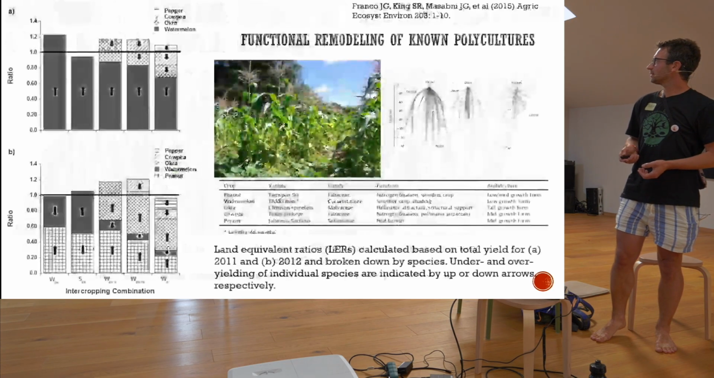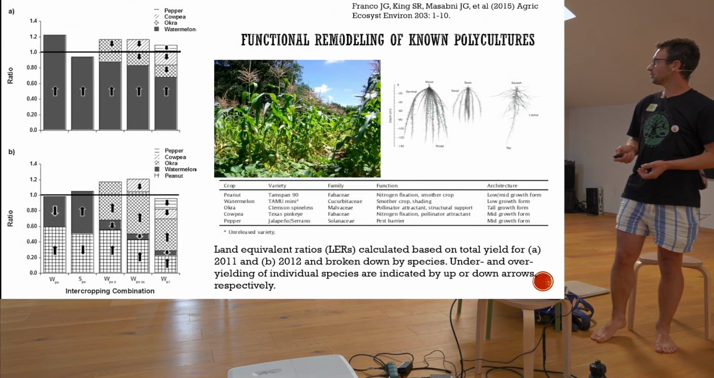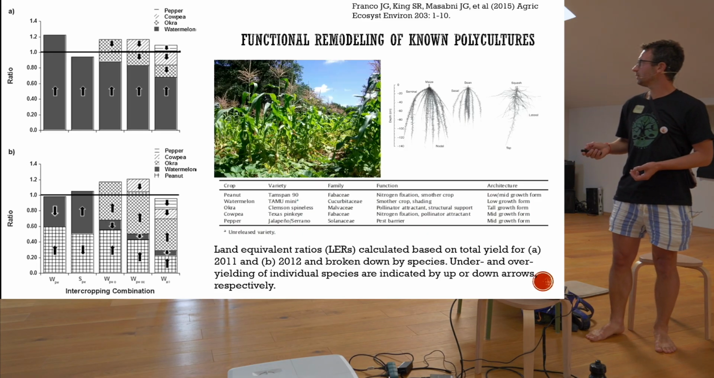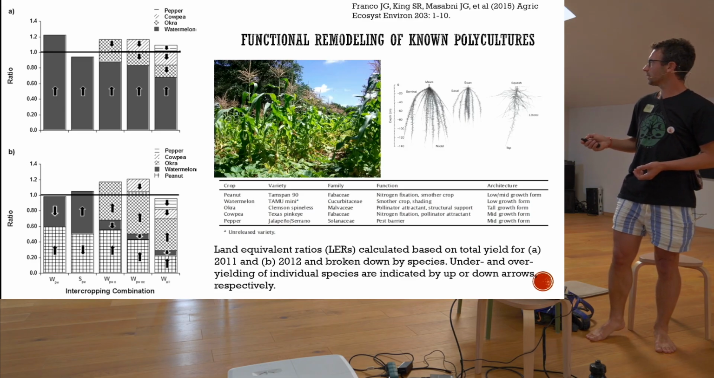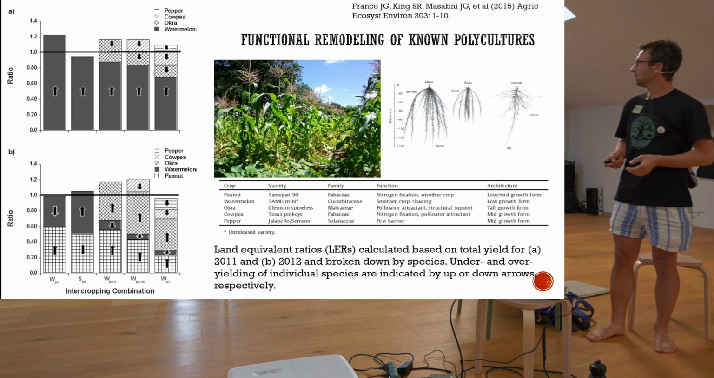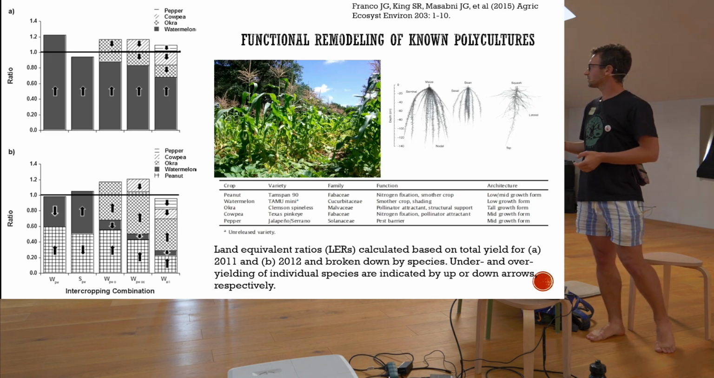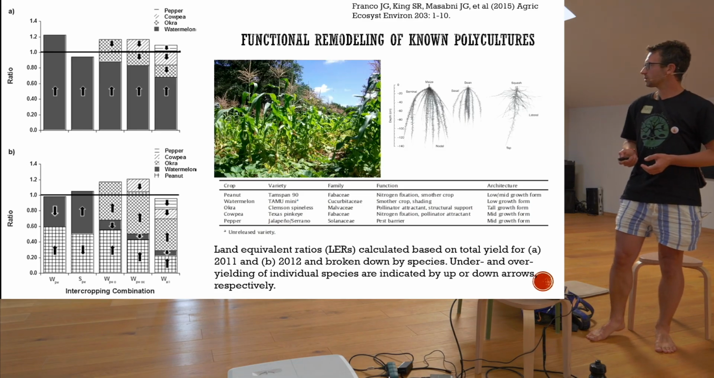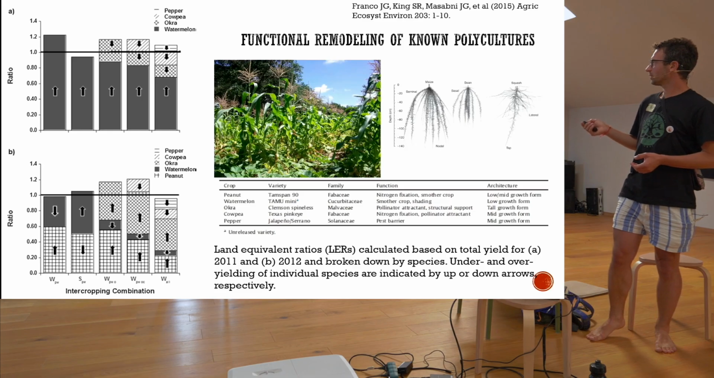You can remodel known polycultures. So we all know the three-sister polyculture: maize, bean and squash. Here in a tropical climate they replaced maize with okra. It's also a plant which grows tall. It could serve as a trellis. The legume is replaced by peanut and chickpea, and squash is replaced by dwarf watermelon.